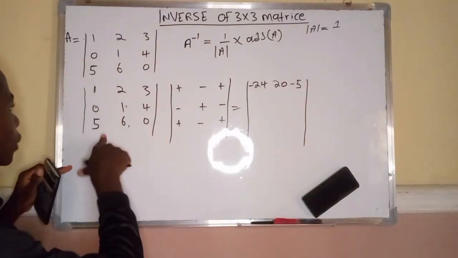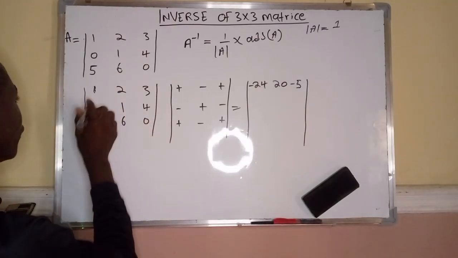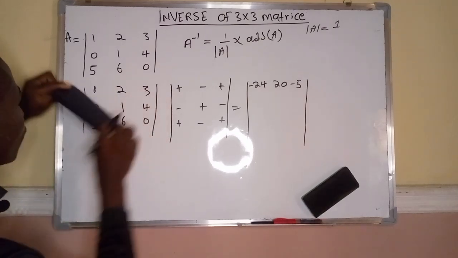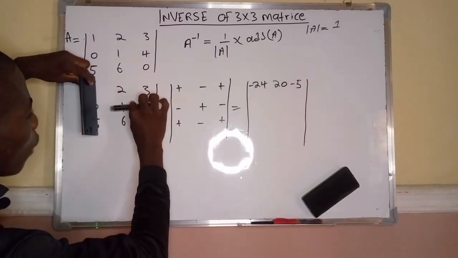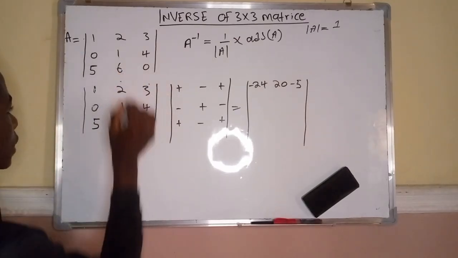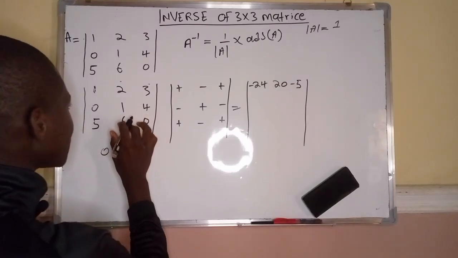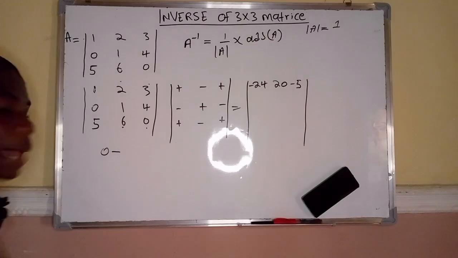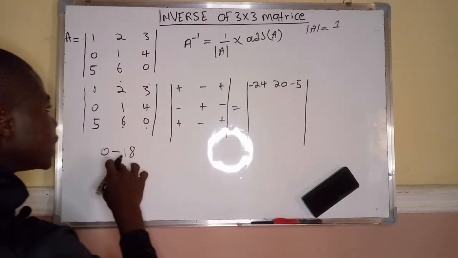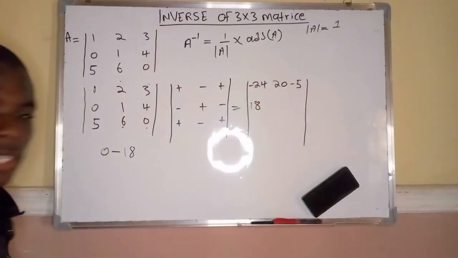So let's move to the 0. I have to find the minor of this 0. So I will delete this, I will delete this, and I will delete this. I'm having 2, 3, 6 and 0. 2 multiplied by 0 is 0, minus 6 multiplied by 3, which is 18. So therefore, minus 18. Minus 18 multiplied by the negative sign, I will have positive 18.